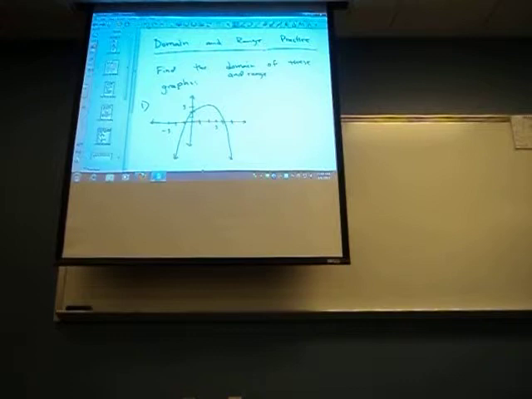So what is my domain then? My domain is infinite. Anywhere on the x-axis this graph would have a point. So how do I say that? Parentheses, negative infinity, comma, infinity. Negative infinity to positive infinity. And always use parentheses with those.